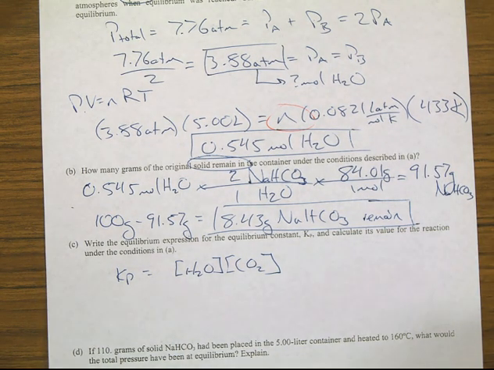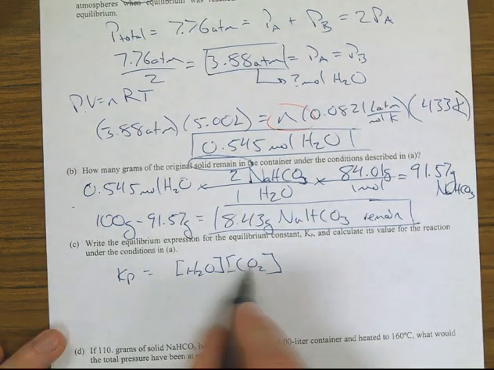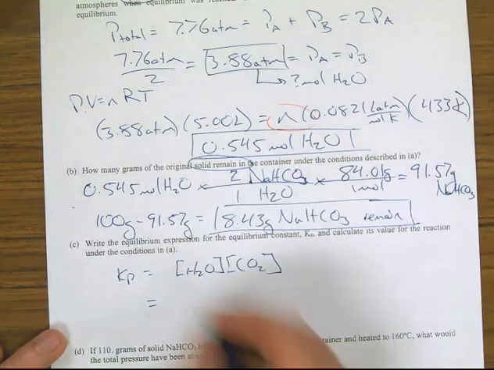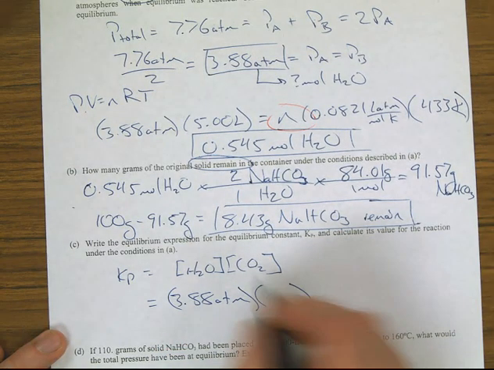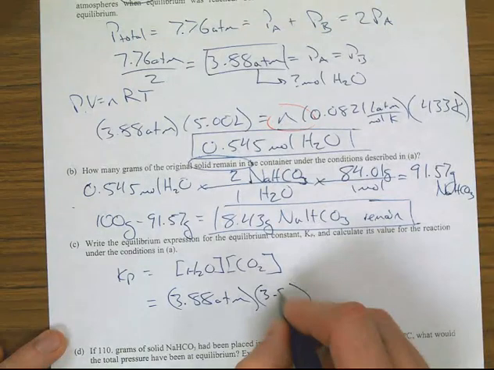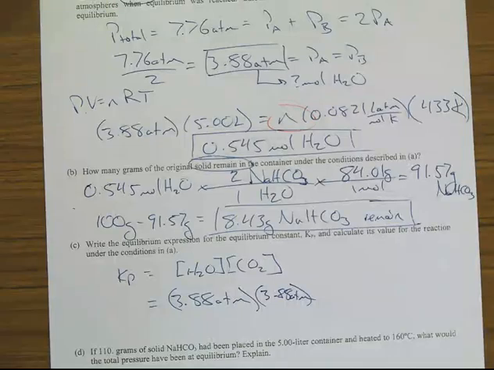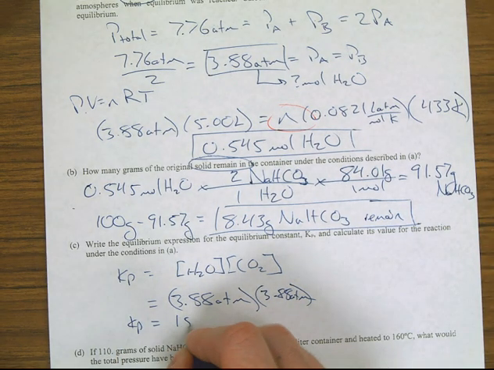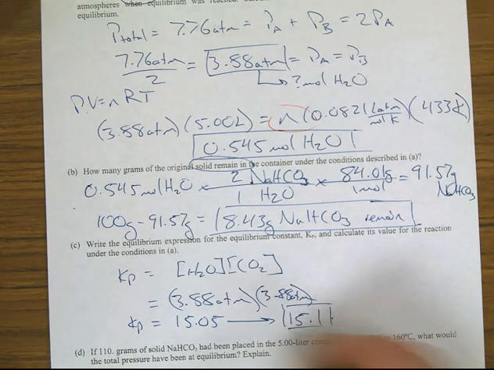So what we have to do is plug in, since it's K sub P, that means I'm putting in pressure, not concentration. Pressure of water, we figured out from A, was 3.88 atmospheres. That was the partial pressure. For carbon dioxide, it's 3.88 atmospheres. Take those two numbers, I multiply them together, and I get for K sub P 15.05, but don't forget, you want to make sure you keep everything in 3 sig figs, so it's 15.1, and that's your K sub P.